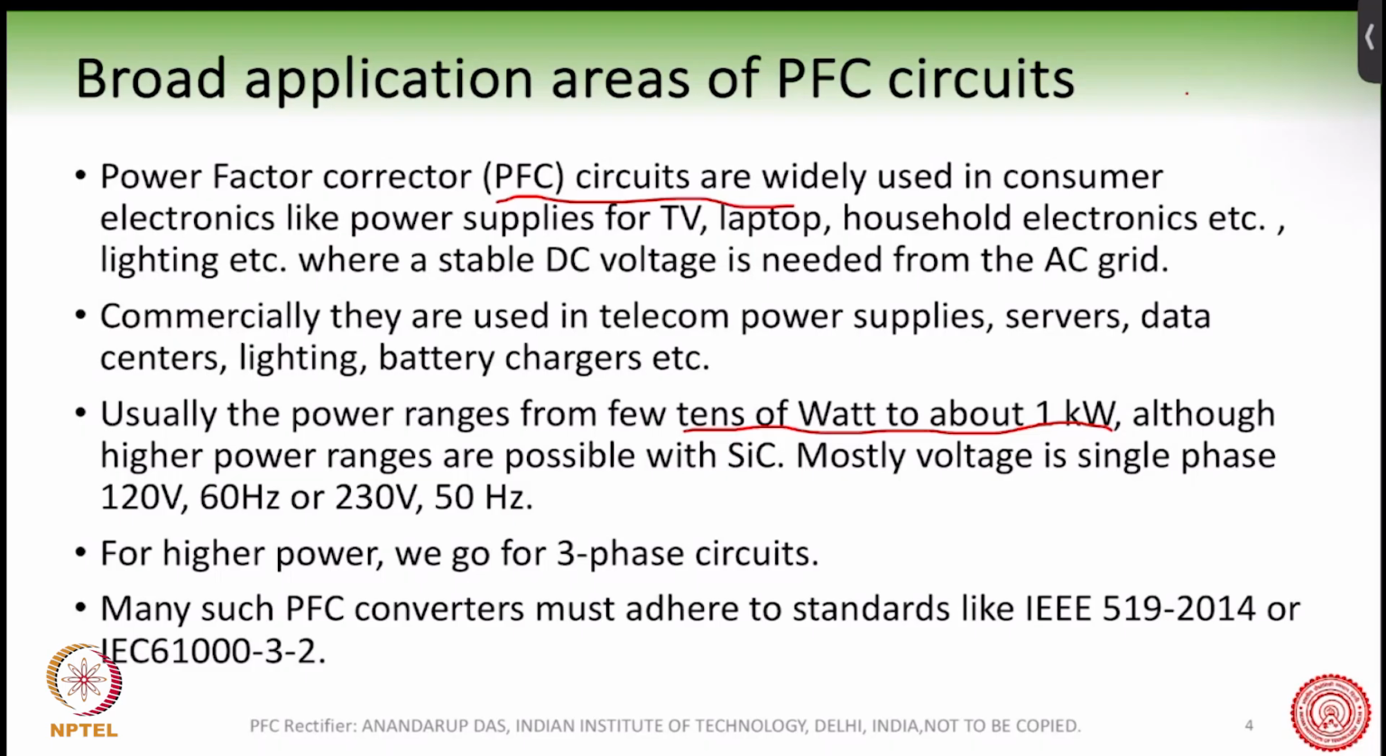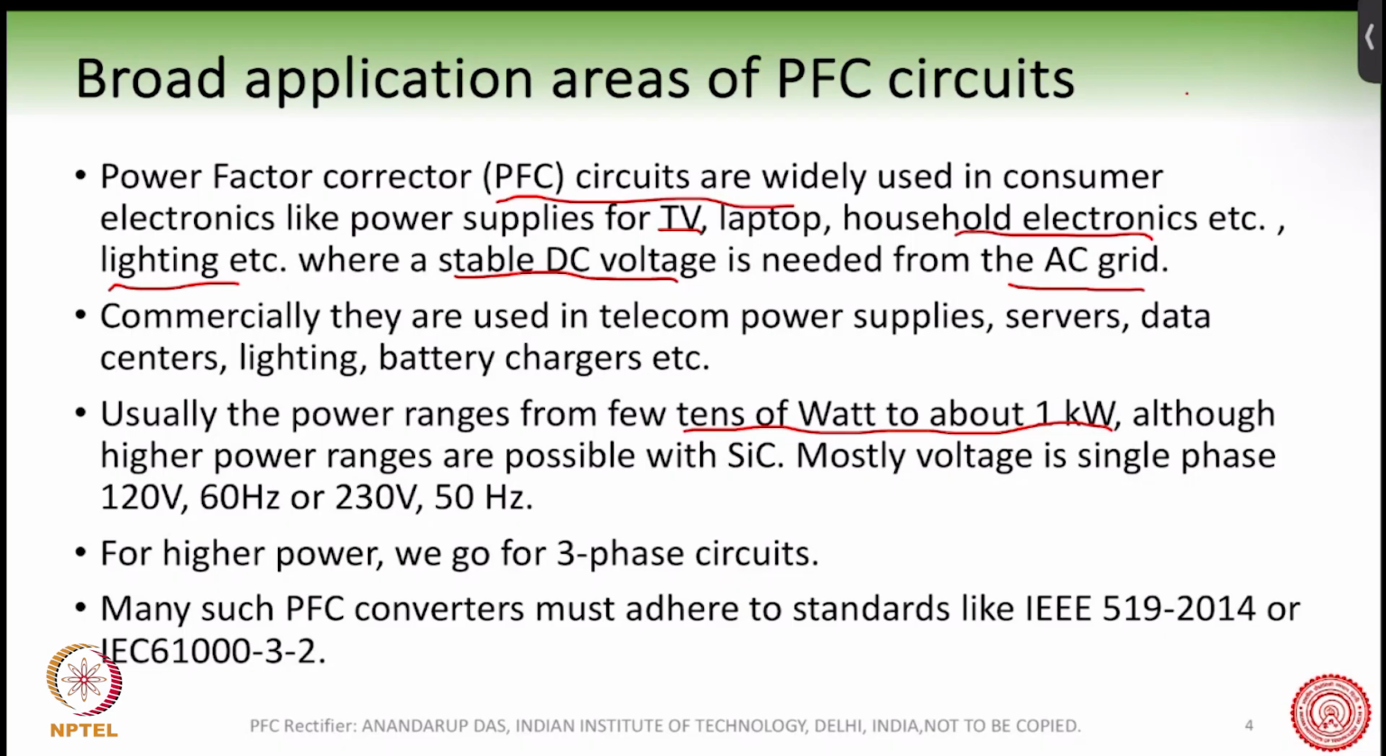These kinds of power supplies are also available in your TV and several household electronics, or even in lighting. Lighting is also a very important application of these PFC circuits. So what do we need here? We want a stable DC output, which is obtained from the AC grid. This is the input-output characteristic of this kind of PFC circuits.